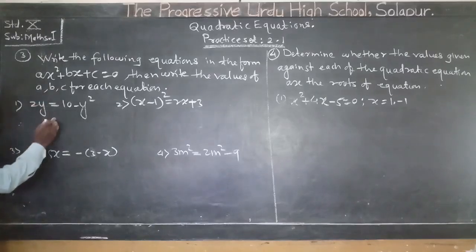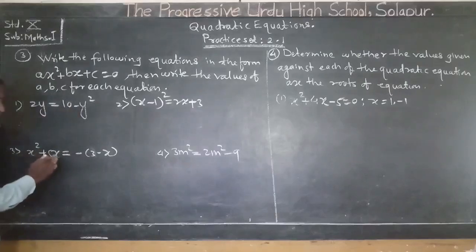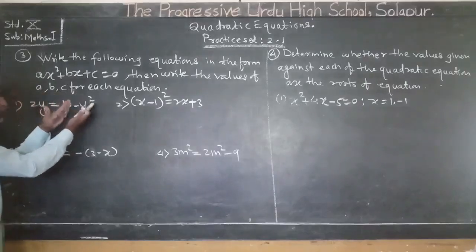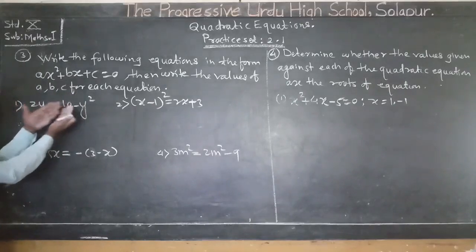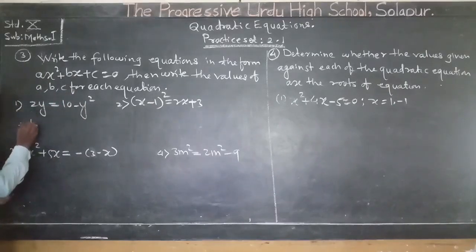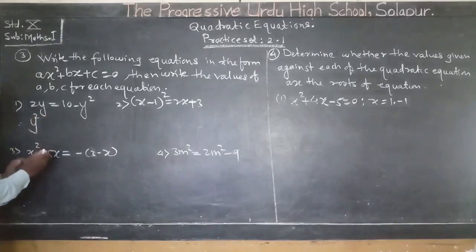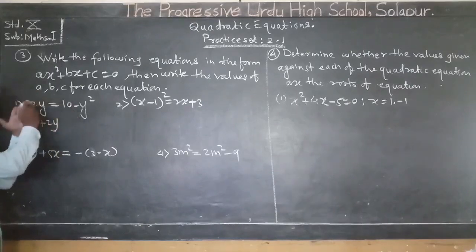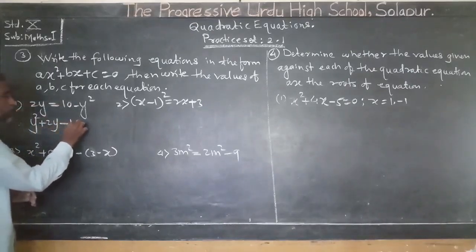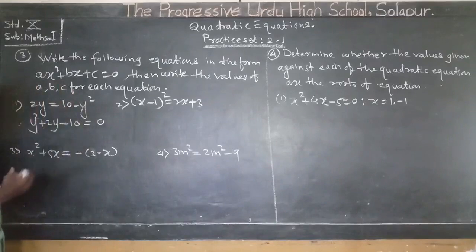2y is equal to 10 minus y square. Take both the terms to the left hand side. For example, minus y square, take it to left hand side, it will become plus y square. Plus 2y as it is. Take this plus 10 to left hand side, it will become minus 10 is equal to 0. This is the standard form.